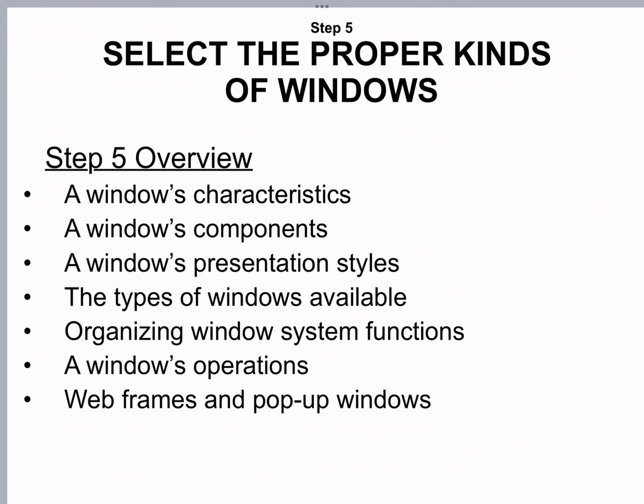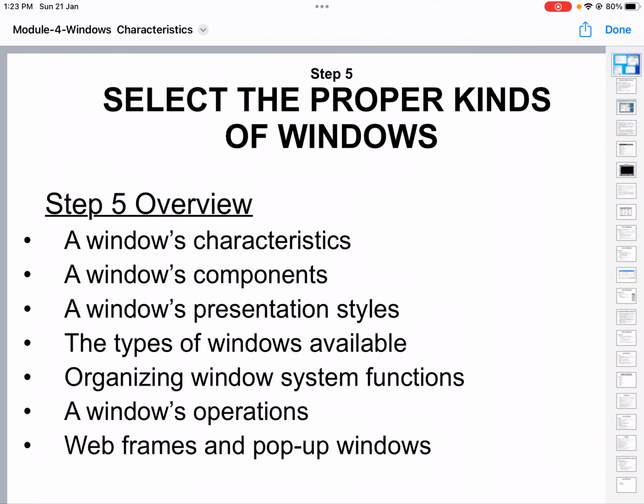So, as we saw in the UID process, we had 14 steps, and one of those steps is all about the different kinds of windows that we have to see. So here in module 4, we will be seeing what the window characteristics are, its components, its presentation style, the types of windows which are available, how we have to organize the window, what the major operations of that are, and what the web frames and pop-up windows are.